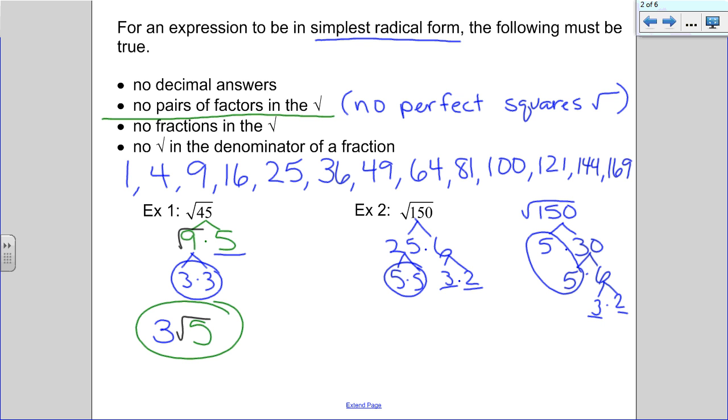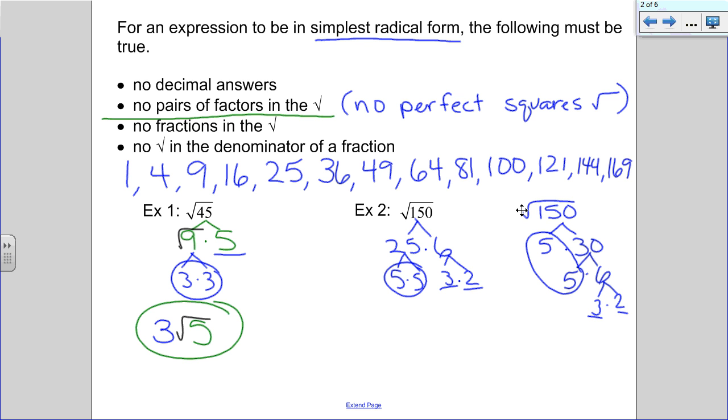Ladies and gentlemen, they started out quite different, but do they look exactly the same right now? Do both of them have a pair of 5s circled? Yes. Do they both have a 3 underlined? Do they both have a 2 underlined? Does either one have anything else underlined? Or anything else circled? The reason I did this problem this way, ladies and gentlemen, is to show you it doesn't matter what you first start with. As long as you break it down to find pairs, we're still going to come up with the same answer.